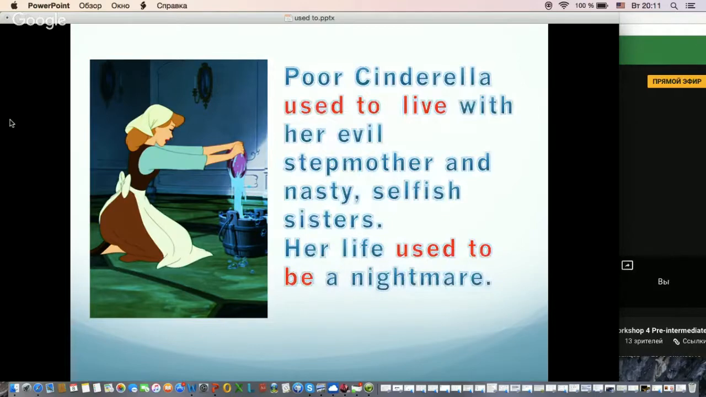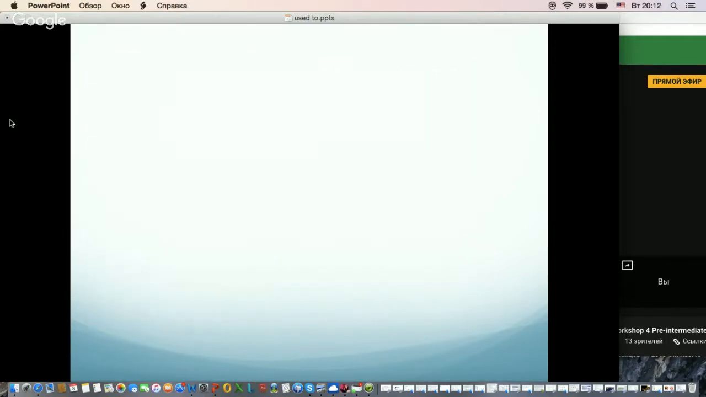Poor Cinderella used to live with her evil stepmother and nasty, selfish sisters. Her life used to be a nightmare. Несчастная Золушка раньше жила с ее злой мачехой и несносными эгоистичными сестрами. Ее жизнь раньше напоминала кошмар, ужасный, страшный сон.